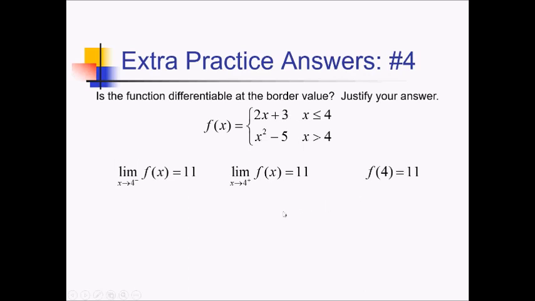All right, so we see here that the limit as x approaches 4 and f of 4 both exist and equal each other. Therefore, our function is continuous at x equals 4. So we can go ahead and check to see if the slopes match up at x equals 4. So now we're going to take the left and the right side limit of f prime as we approach 4.